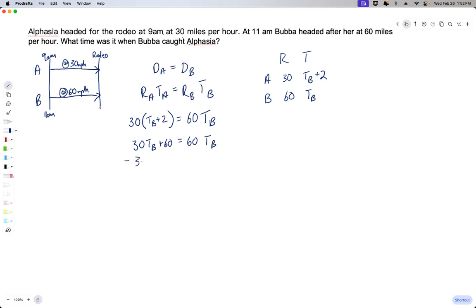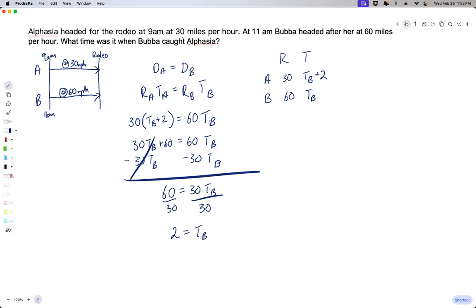I'm going to subtract 30 times the time of Bubba from both sides. I have 60 is equal to 30 times the time of Bubba. Okay, so divide both sides by 30. 2 is the time of Bubba. So 2 hours. 2 hours is how long he traveled.